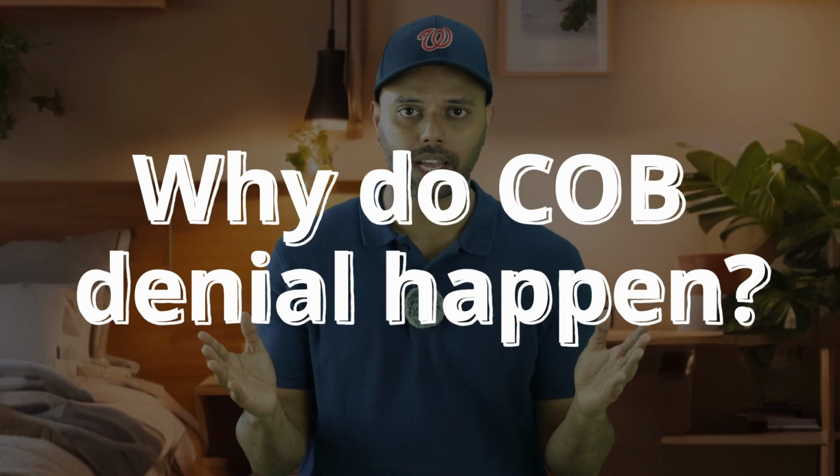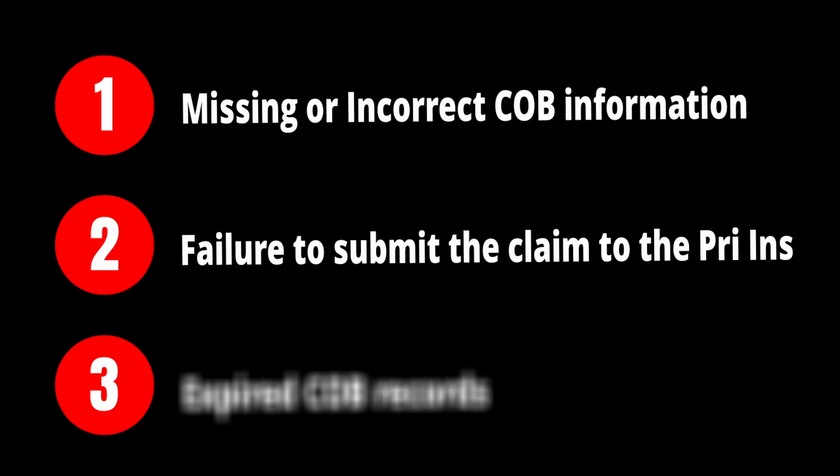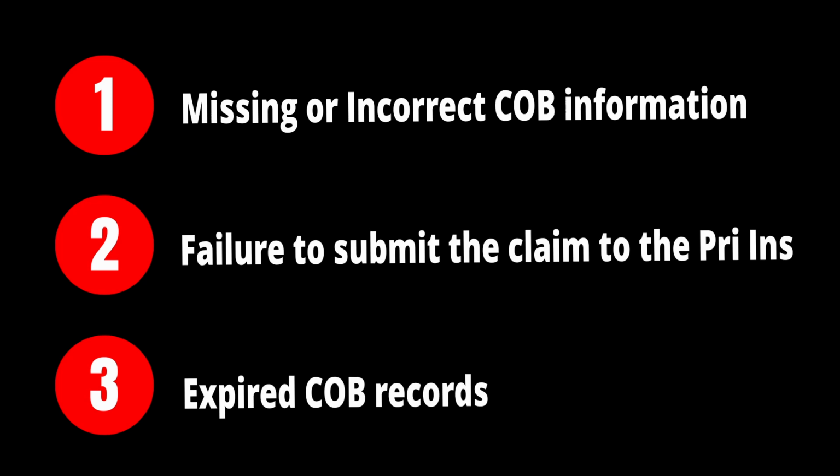Why do COB denials happen? COB denials often occur because of these three reasons. Missing or incorrect COB information, if the patient's primary and secondary insurance details are not updated. Failure to submit the claim to the primary payer first, meaning claims incorrectly sent to secondary insurance before submitting them to the primary insurance. And expired COB records, if insurance records are outdated and don't reflect the patient's current coverage.